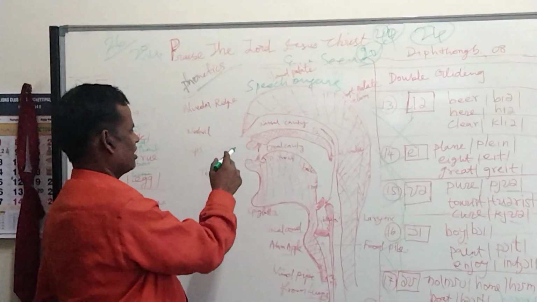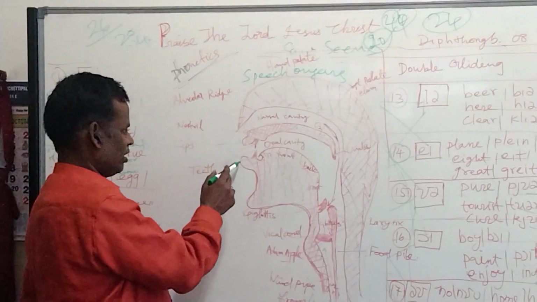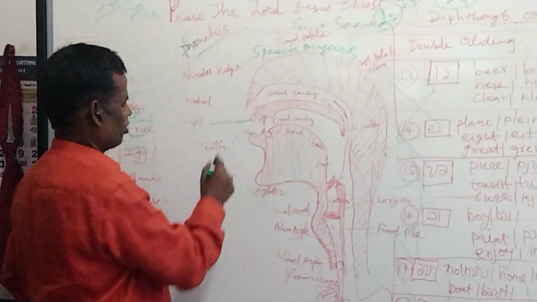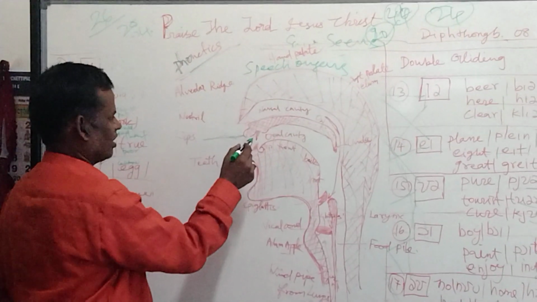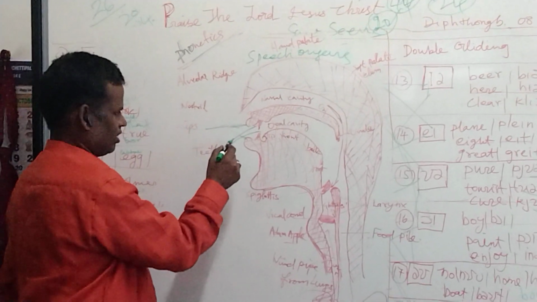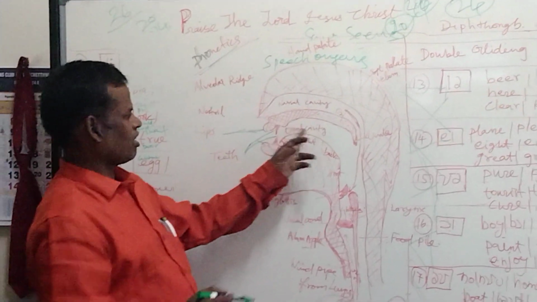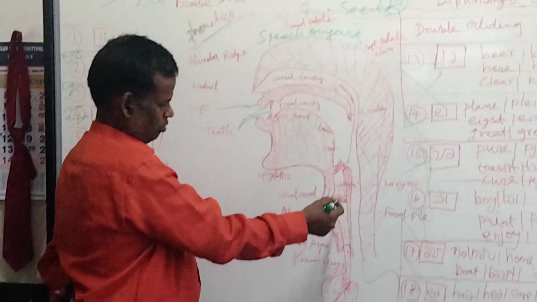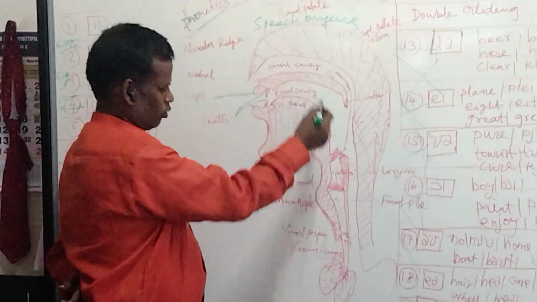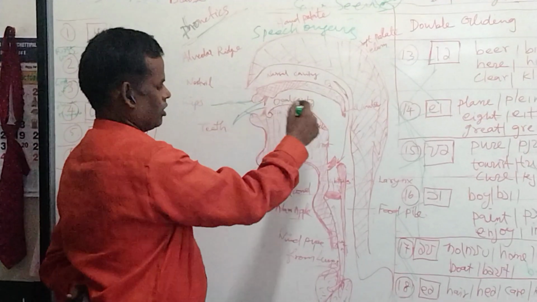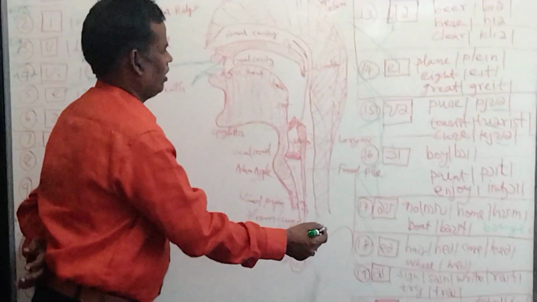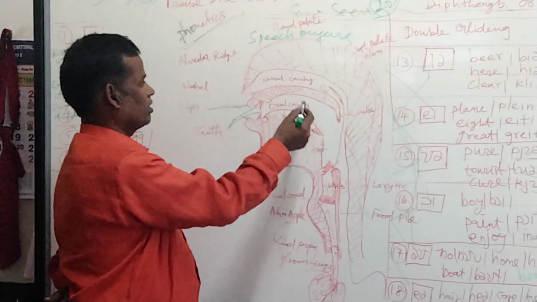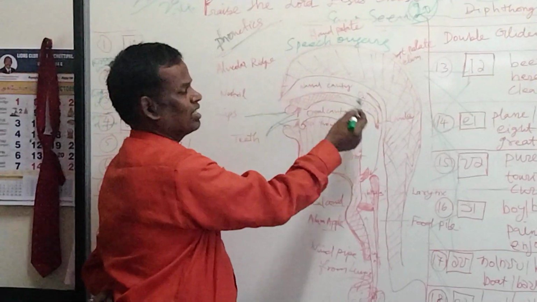The next one is the upper lips and lower lips. Then teeth, upper teeth and lower teeth. And this is called the mouth passage, the mouth passage to the windpipe, to the lungs. Mouth passage to the food pipe, and this is the oral cavity. This is called the nasal passage.